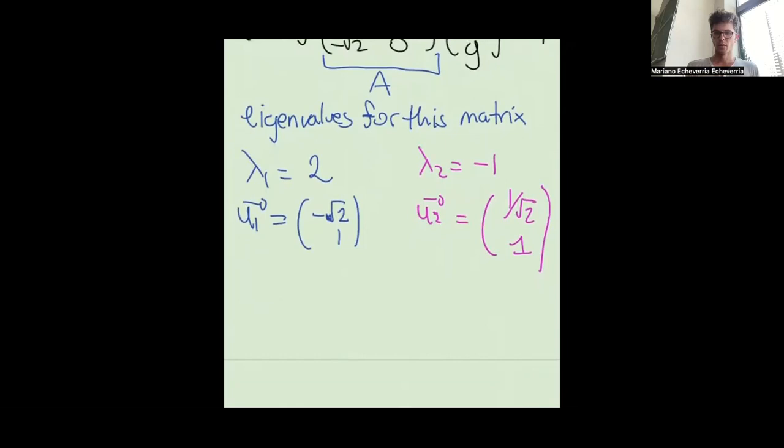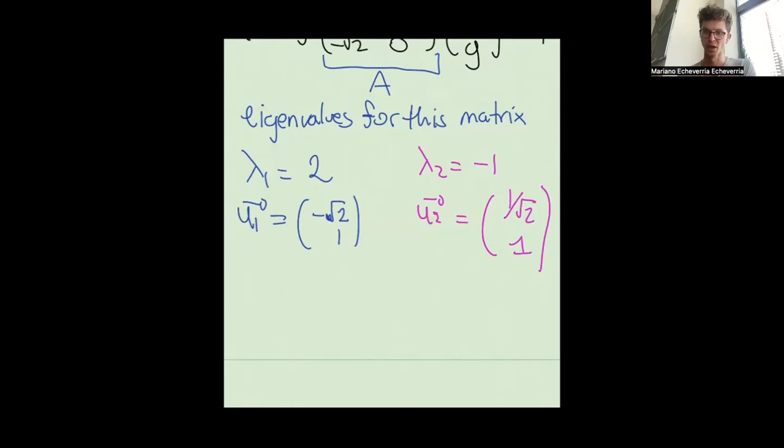Now, if this were a regular diagonalization problem, then you could build the matrix of eigenvectors just by putting this as the first column and this as the second column, and then you would be done. But you must remember that this is a symmetric matrix, so we can do it a little bit better. And doing it a little bit better just means using vectors of size 1. These two vectors do not have length 1, so what we're going to do is rescale them so that we do have eigenvectors of size 1. And remember that because this is a symmetric matrix and the eigenvalues are different, the two vectors are automatically perpendicular. You can check that the dot product between these two is 0.